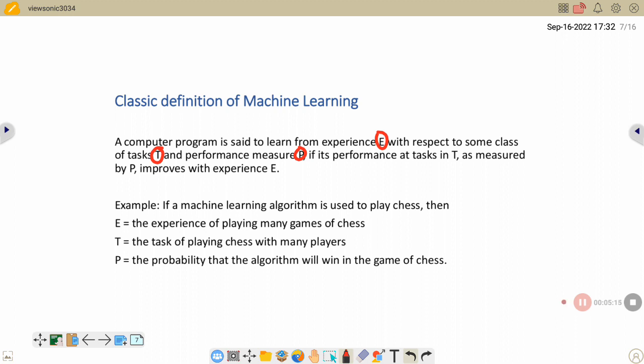Now what is T? T is the task of playing chess with many players. Correct? And P is what we said, the performance measure. So here in this case, what will be the performance measure? It means how many times we are winning the game, the probability. So the probability that the algorithm will win the game of chess, that is nothing but P.